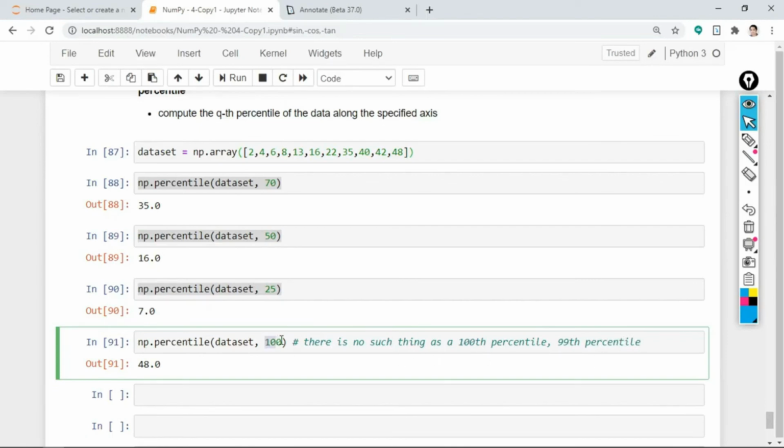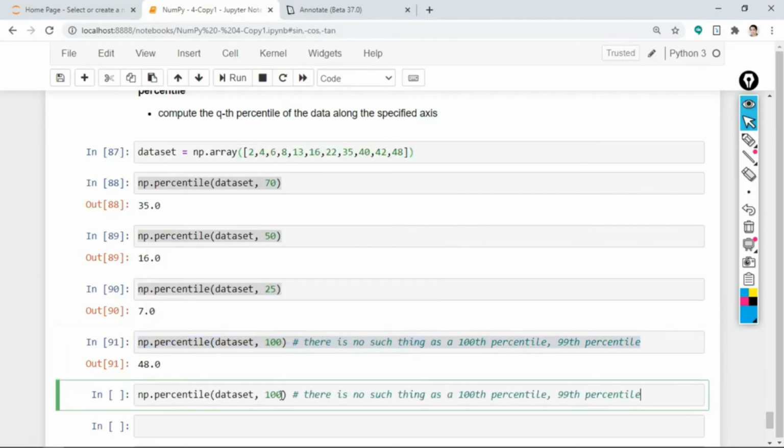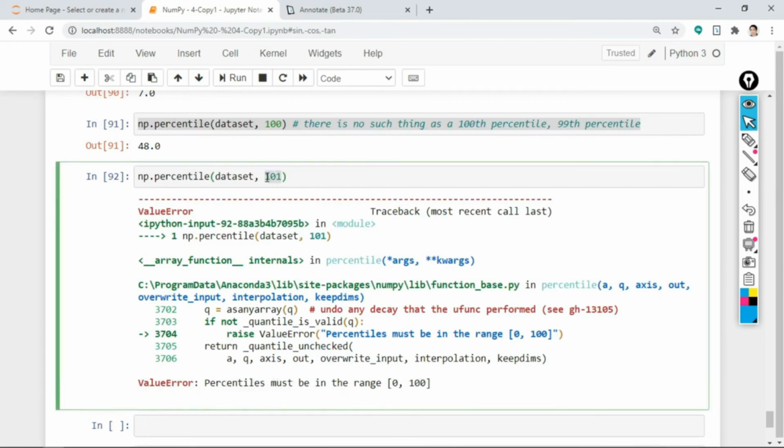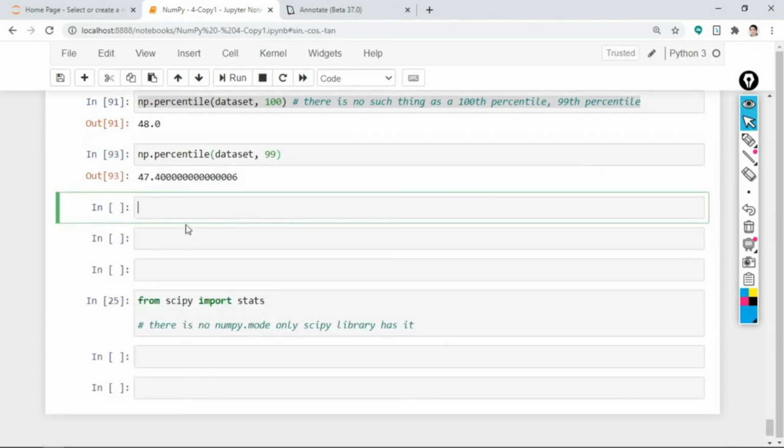Okay, but if you provide 100, Python would still complete. So how about you provide, for example, a 101 percentile? Okay, so again, the only value here is I think from 0 to 100. Yes, so percentile must be in range of 0 to 100. So again, how about 99, for example? So the score will be 47.40.